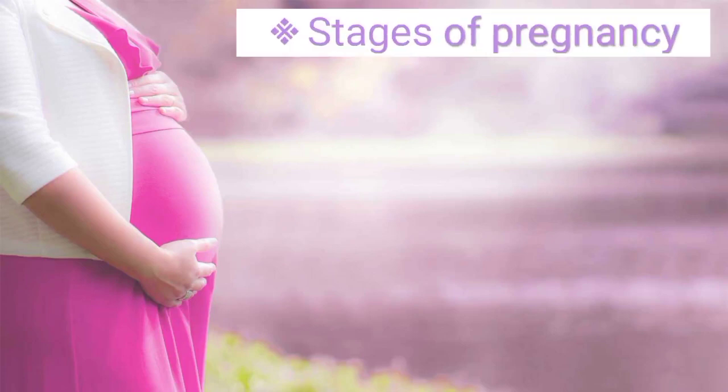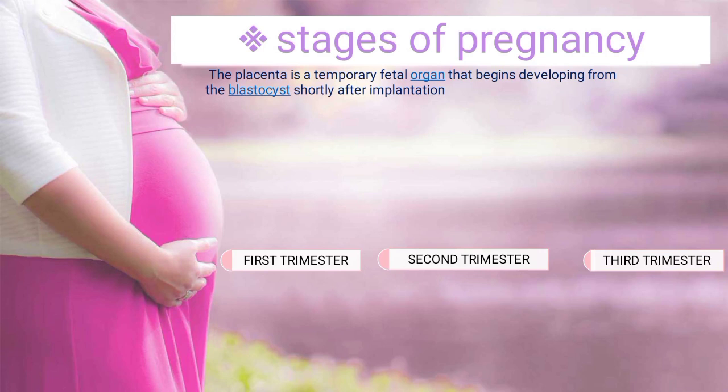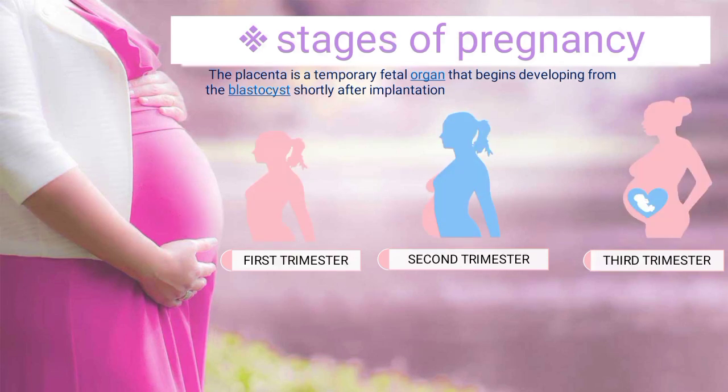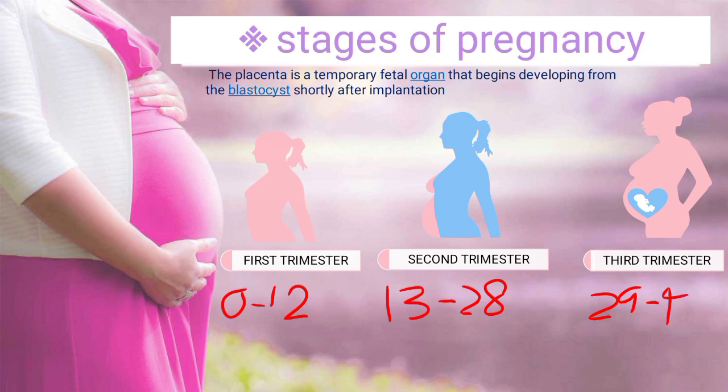So let's talk about the stages of pregnancy. First, I will tell you about the placenta. The placenta is a temporary fetal organ that begins developing from the blastocyst shortly after implantation. The stages of pregnancy include the first trimester, second trimester, and third trimester. The first trimester is from 0 to 12 weeks. The second trimester is from 13 to 28 weeks, and the third trimester is from 29 to 40 weeks.